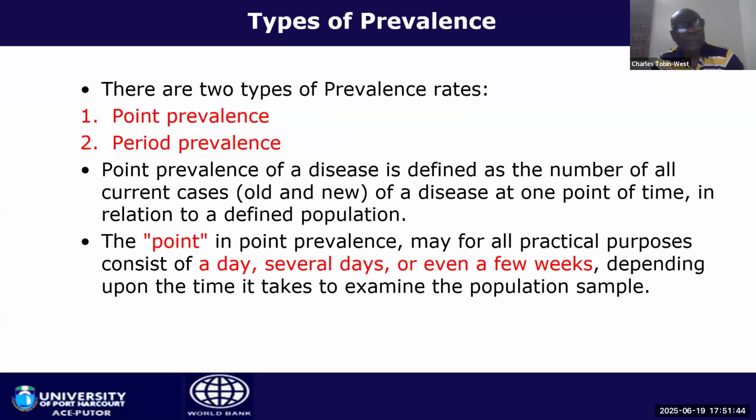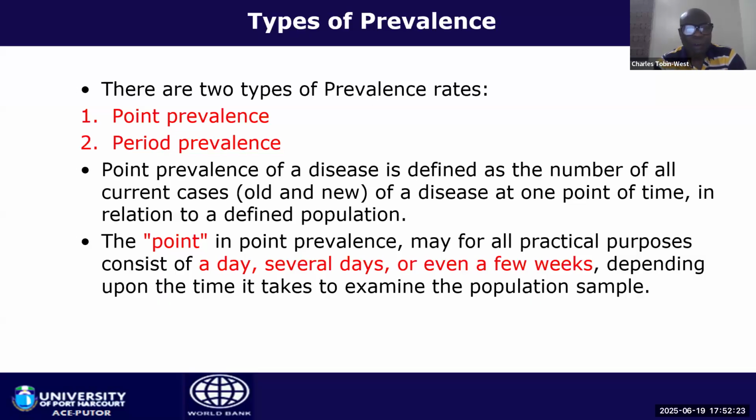Okay, now prevalence has types. There are 2 types of prevalence rates. We have what they call the point prevalence and the period prevalence. In practice, though, we use more of point prevalence, but there is period prevalence. So let's look at them. Point prevalence of a disease is defined as the number of all current cases, old and new, of a disease at a point in time in relation to a defined population.